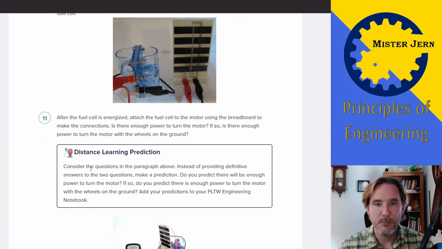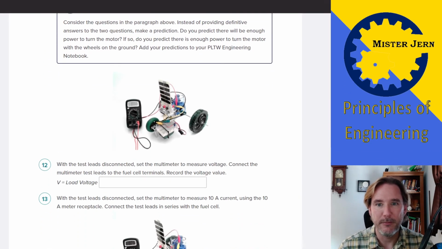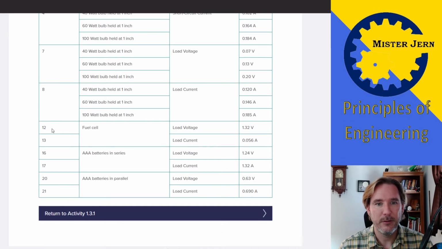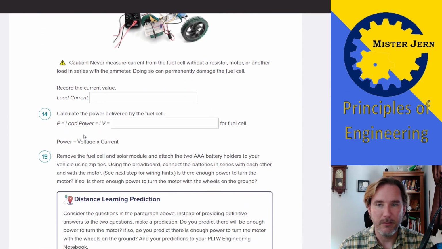So again, make a prediction based on the above information. This time, the solar panel is just there to re-energize the fuel cell. Here's the data for numbers 12 and 13. This is the fuel cell. It's going to tell you the voltage and the current. And then for 14, again, we're going to figure out the power, excuse me.